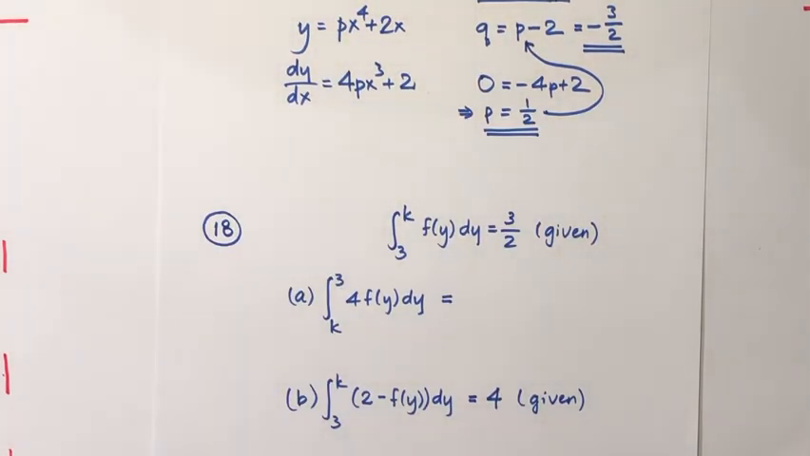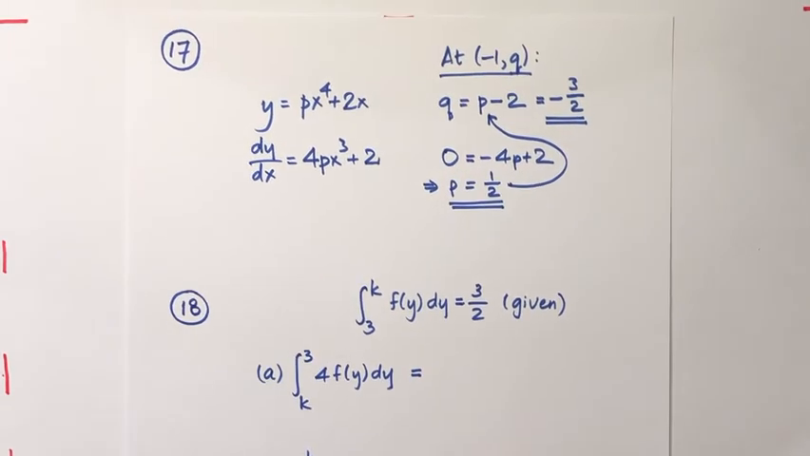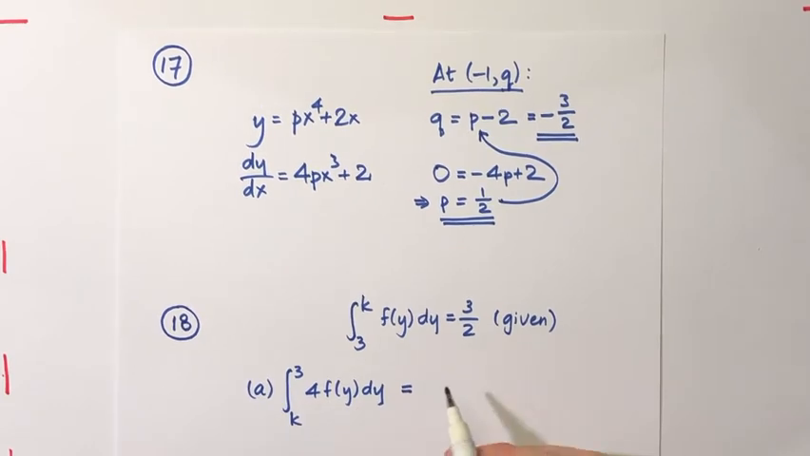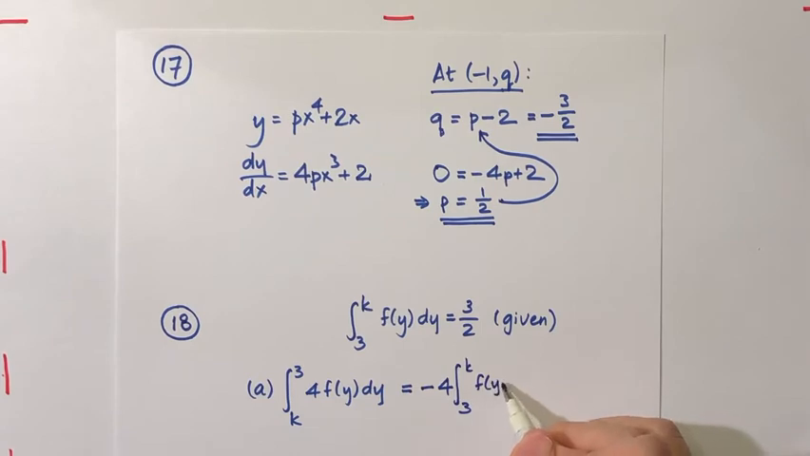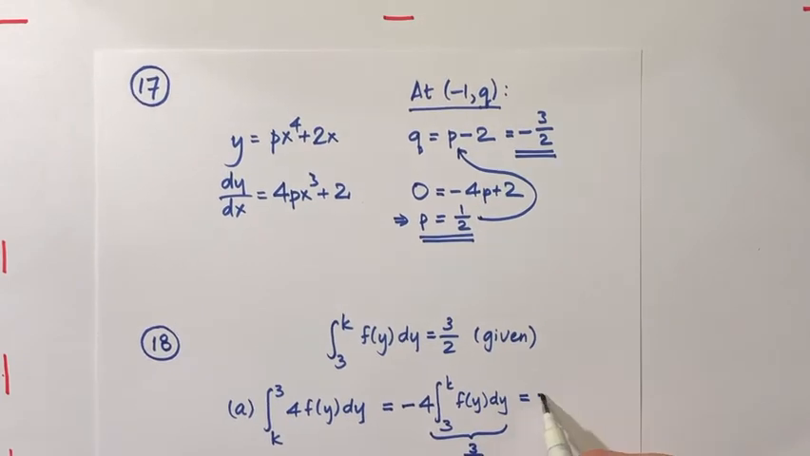So the first part, the integral of 4 f(y) dy, you just have to do two things here. First, we take the constant 4 out of the integral. And second is to reverse the limits. When you reverse limits, the integral becomes negative. So combining that, we have negative 4 times the integral from 3 to k of f(y) dy. And we know that this is equal to 3 over 2. So cancel 4 and 2, we have minus 6. So that's the answer for part A.